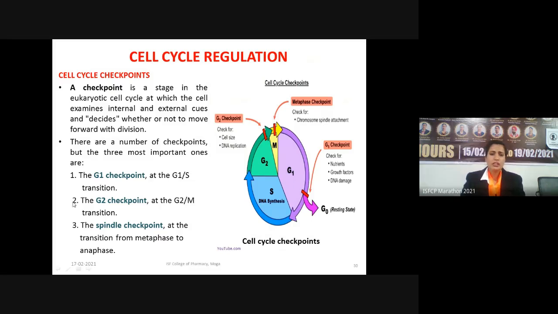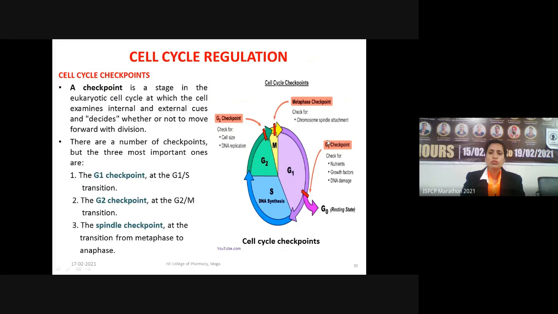Another checkpoint we have is the G2 checkpoint, which occurs at the end of the G2 phase and before the beginning of the mitotic phase. Last we have the spindle checkpoint. It occurs at the transition from metaphase to anaphase. So what are metaphase and anaphase? They occur in the mitotic phase. These are the middle and second last phases of mitosis.